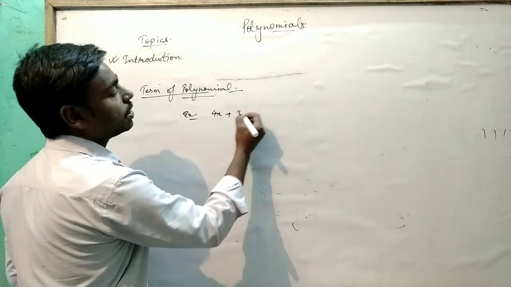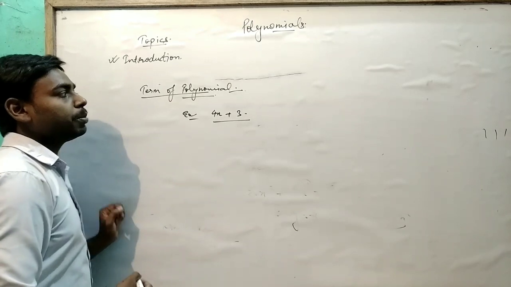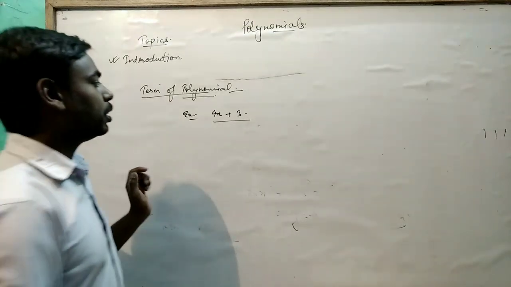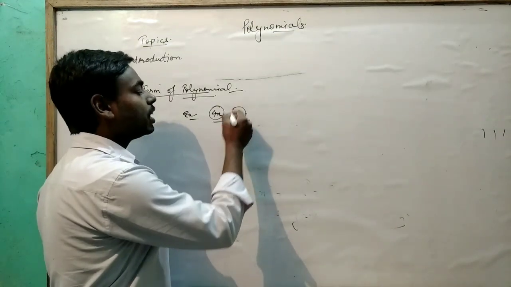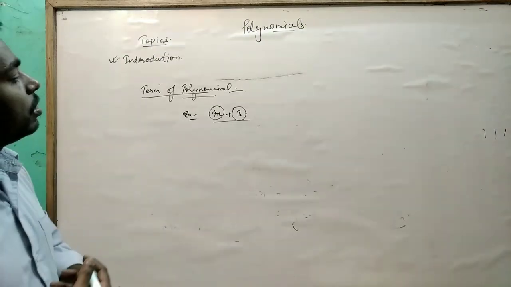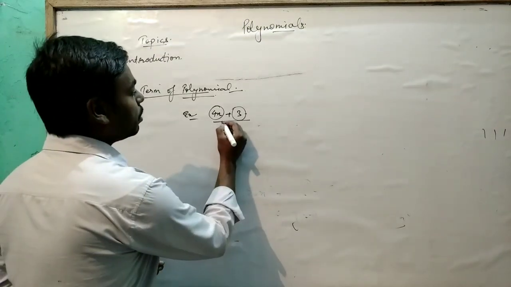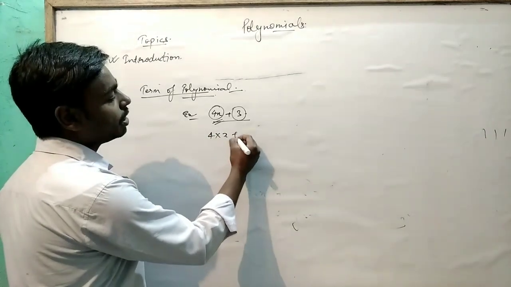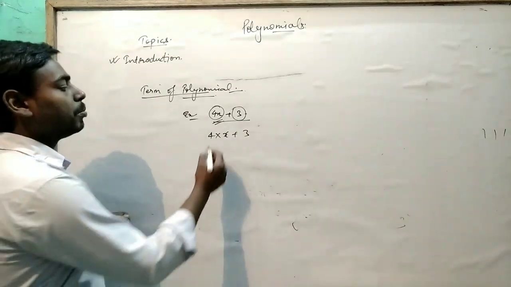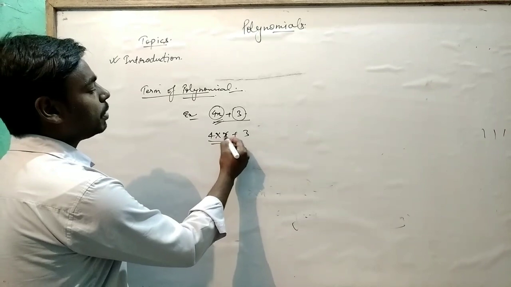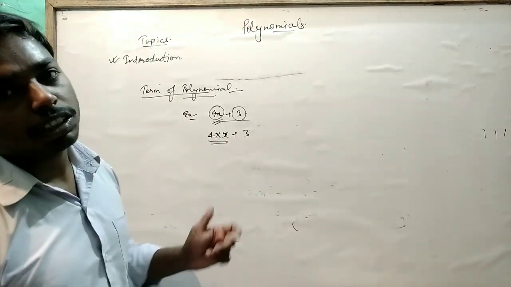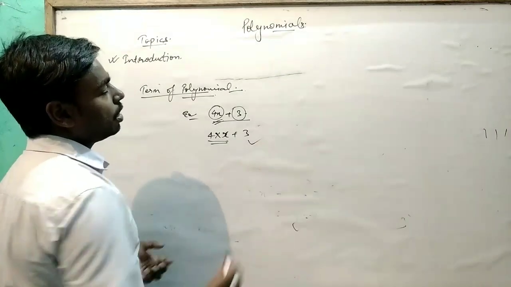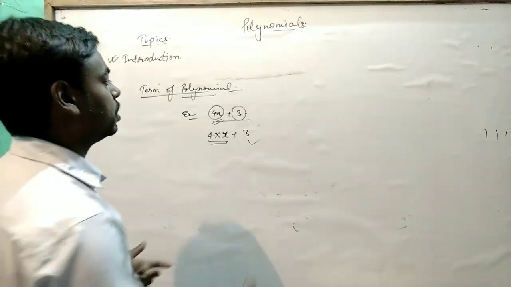4x plus 3. Here in this polynomial we have two terms. The first term is 4x and the second term is 3. They are separated. It can be written as 4 into x plus 3, but here there is a multiplication sign, so it is not separated. There we have only two terms.